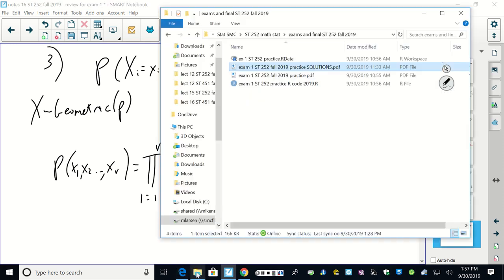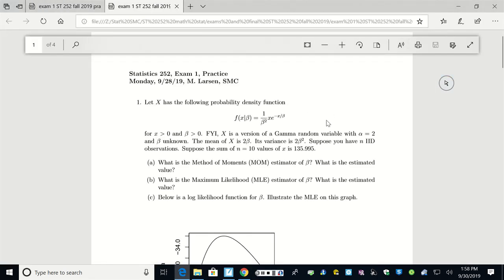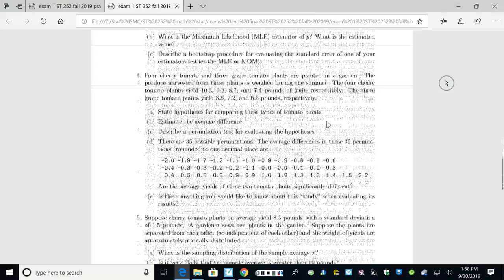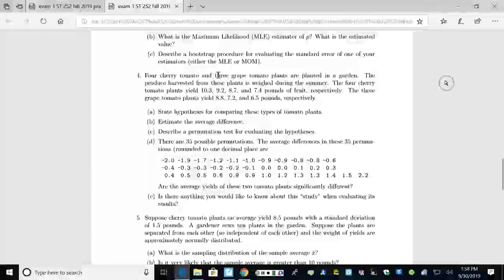Right, so what are the problems that are here? This one touches on other parts of the class. So this fourth one, there's 4 cherry tomato plants and 3 grape tomato plants in a garden. The harvest from these plants is weighed. So in the summer, the 4 cherry plants yield that many pounds of tomatoes, and the 3 grape tomato plants. So the cherries are little red ones, and the grape ones are a little bit more elongated. A little different flavor, right? And so those are the things, right?